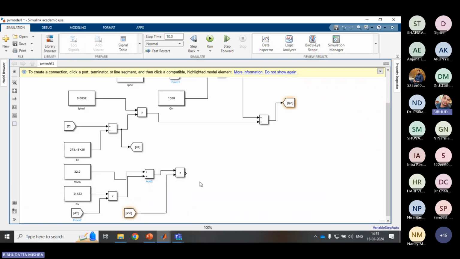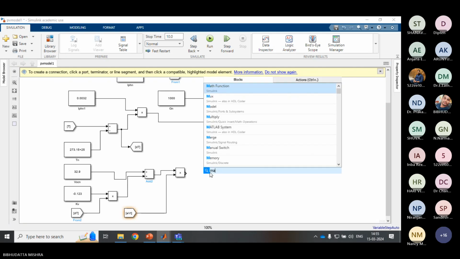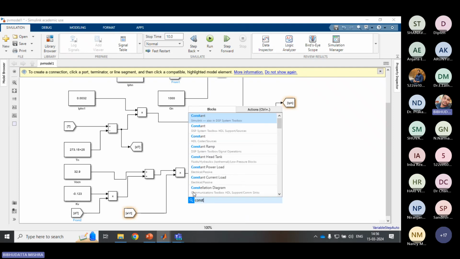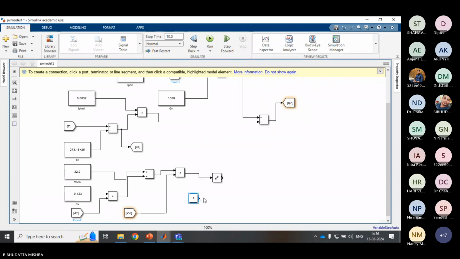So to get the exponential, we will take one math function. We make it a math function. So right now it is exponential of VOC plus KV delta T by AVT, and one should be subtracted from the term to get the total overall denominator part. So we will take a constant block, assigning the value as 1, and finally we are getting the denominator part.